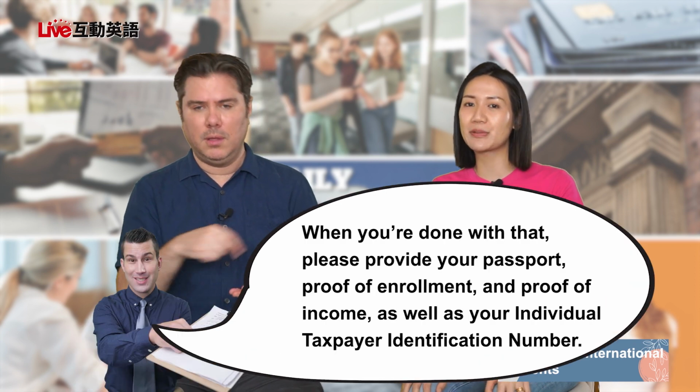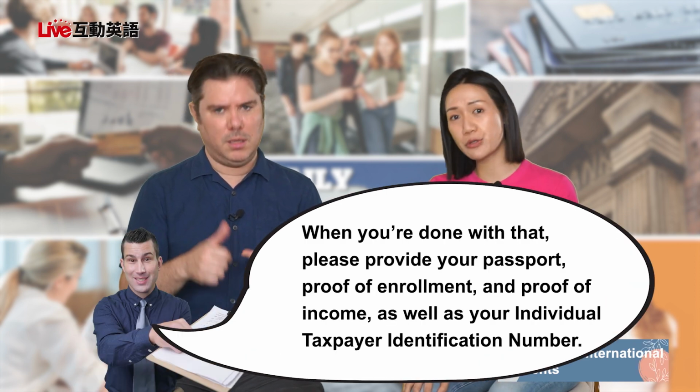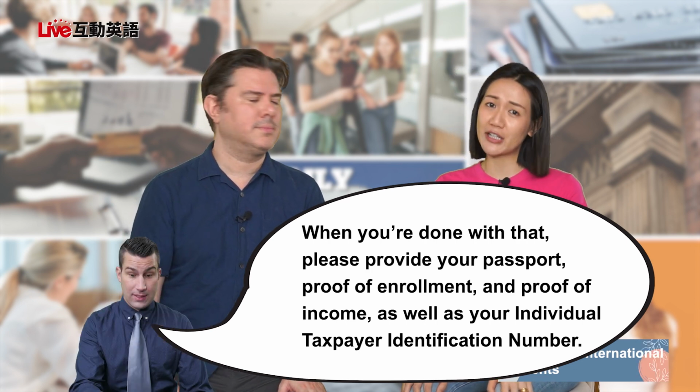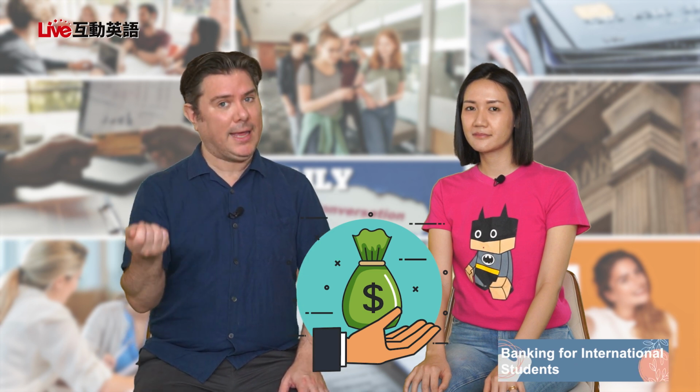When you're done with that, please provide your passport, proof of enrollment, and proof of income, as well as your individual taxpayer identification number. More ID, more proof, more information the bank needs. Exactly. Of course, your ID will show your face, your name, where you were, when you were born, that kind of stuff. But in this one, she also needs to show how much money she has and that she's making money because, of course, the credit card will let you spend the bank's money and then you should pay them back later. But they want to make sure that you have some money there to start with. So this will all be part of her application.